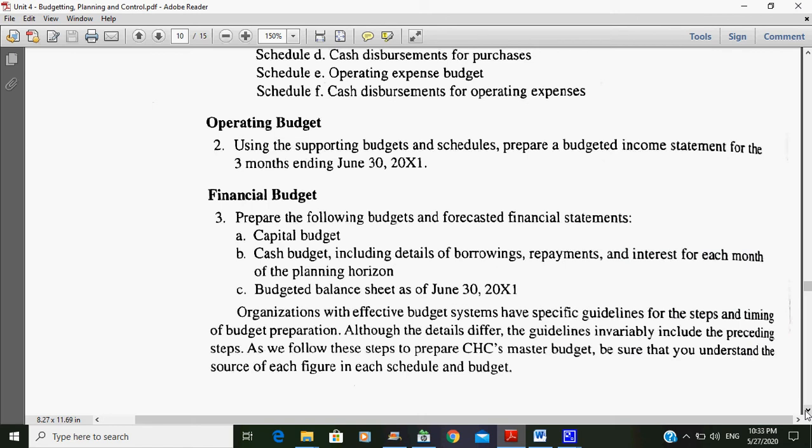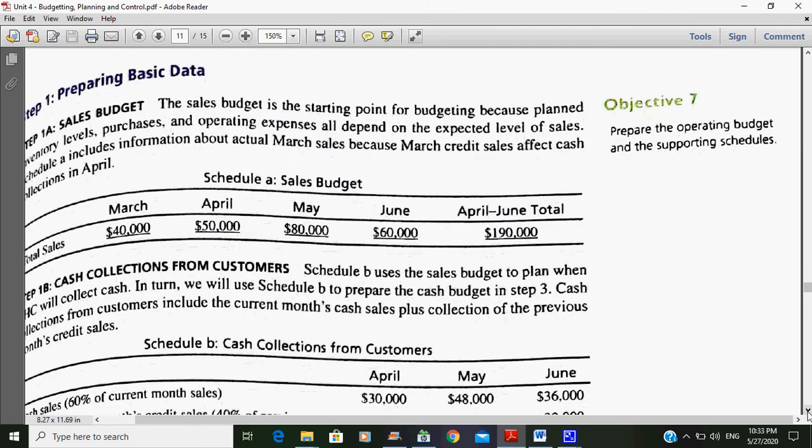Organizations with effective budget systems have specific guidelines for the steps and timing of budget preparation. Although the details differ, the guidelines invariably include the preceding steps. As we follow these steps to prepare CHC's master budget, be sure that you understand the source of each figure in each schedule and budget. Let's go. First one, look at the sales budget.